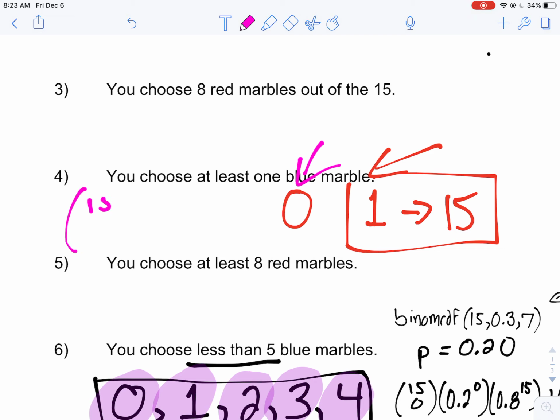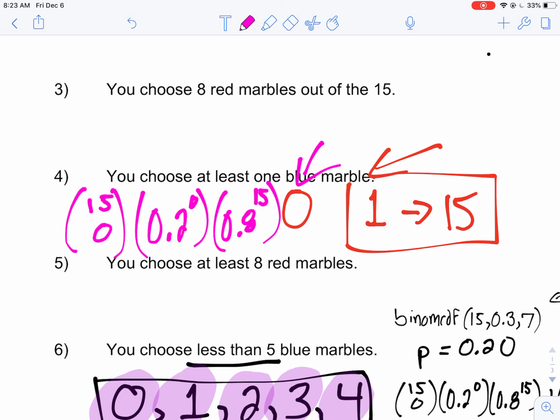What the heck? 15 choose 0, times the probability of getting a blue marble to the 0 power, and then the probability of not getting a blue marble to the 15th power. So I can use nCr. There are a lot of different ways I can get here. Hopefully you're getting the idea. So I'm going to go 15, and I'm going to use nCr for this. I like to get that practice because more often than not, this is the formula you would see on the AP exam right here.